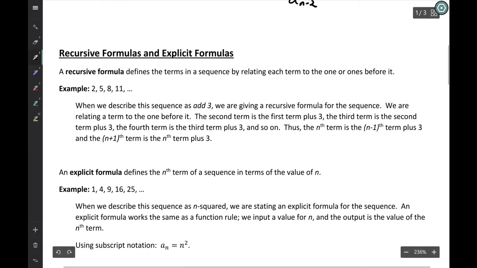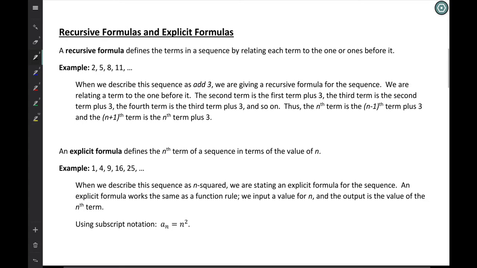So there's 2 ways to write formulas for our sequences. You can use a recursive formula, and this defines the term in a sequence by relating each term to the 1 or 1s before it, or an explicit formula, where you define the nth term of a sequence in terms of the value of n. Each of them have their uses, and we'll kind of look at an example of both now.